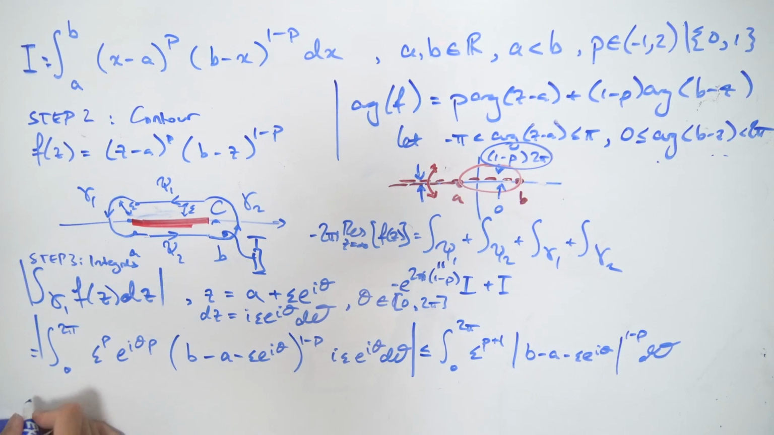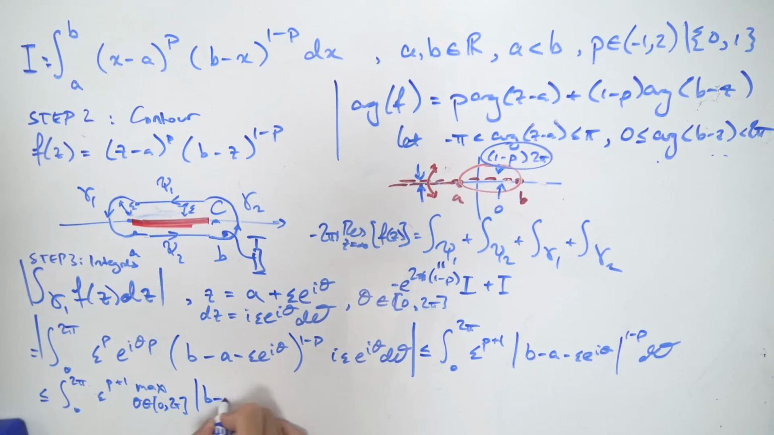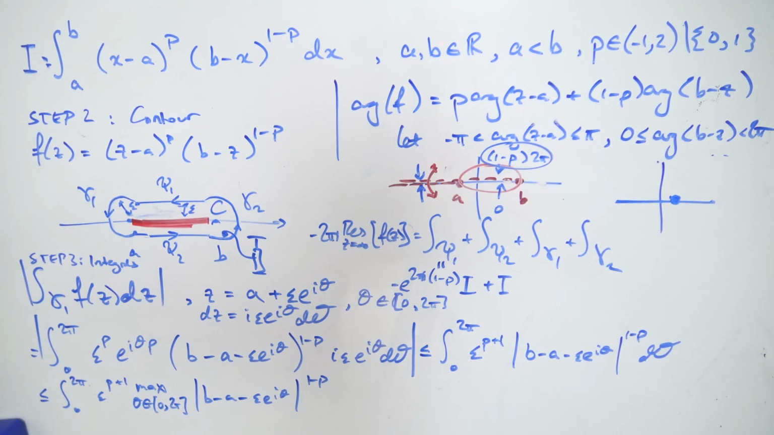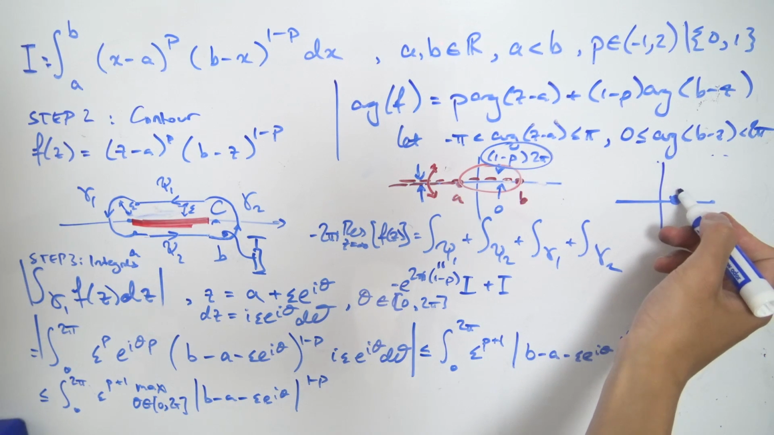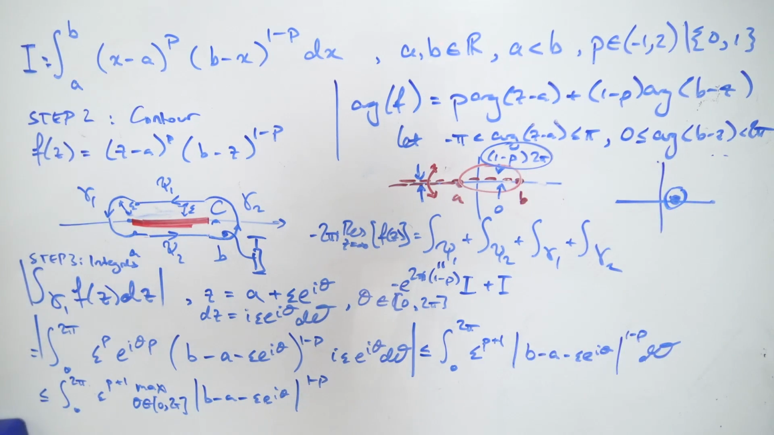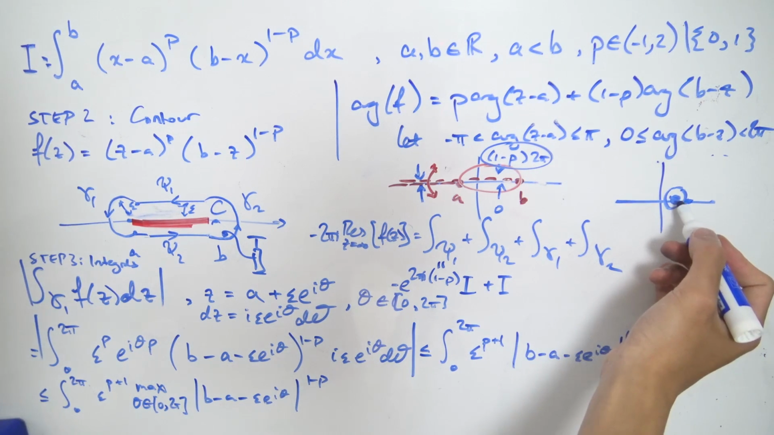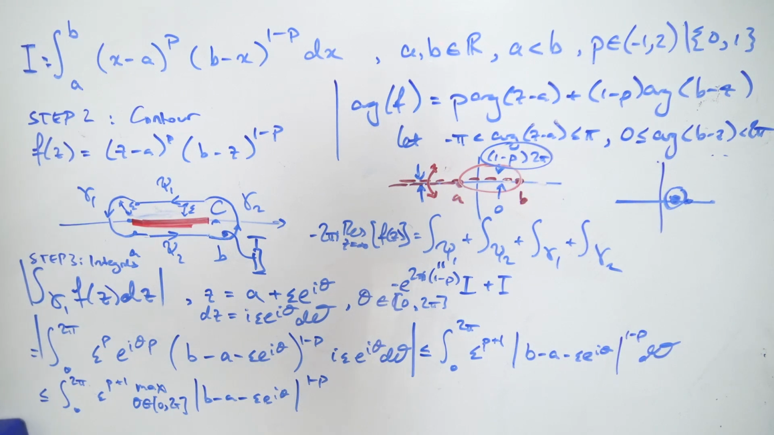So we can say that this is less than or equal to the integral from 0 to 2 pi, epsilon to the p plus 1, times the maximum, as theta varies from 0 to 2 pi, of this absolute value. Where exactly does the maximum happen? Well, where is b minus a? If you draw the complex plane, b minus a is some positive real number. And if you're adding or subtracting epsilon e to the i theta, you're just constructing a circle around it of radius epsilon. The maximum value of this absolute value is the furthest point away from here. So you're basically taking b minus a and adding an extra epsilon.